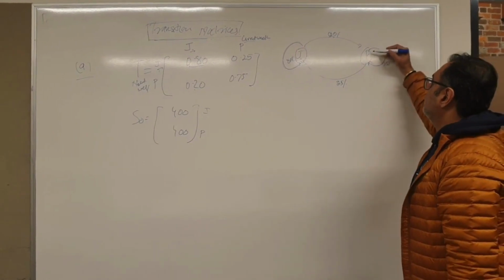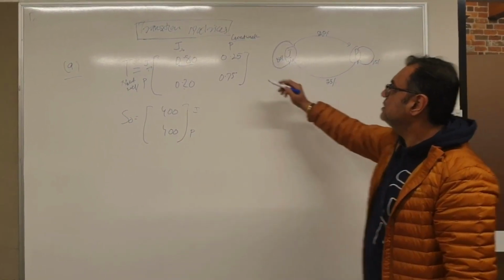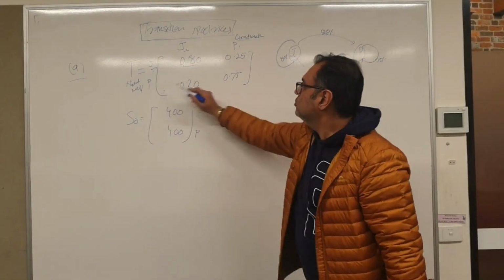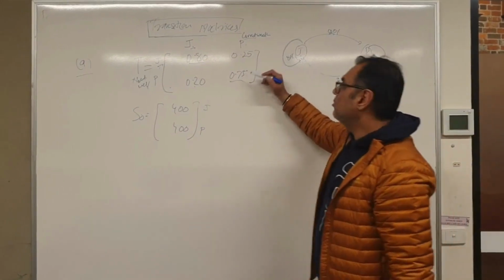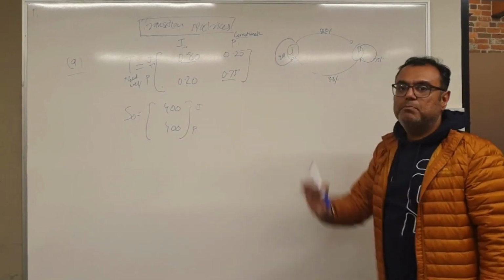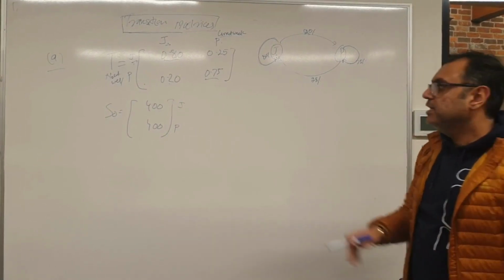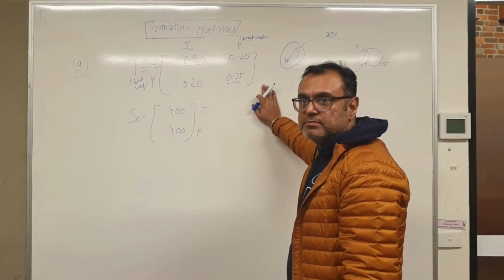Similarly here, Pete to Pete is 75%, and the remaining is how much? Because it's 100%, 25%. So they add up to 1 again. So that's part A. If this is not right, the question is gone for a toss.